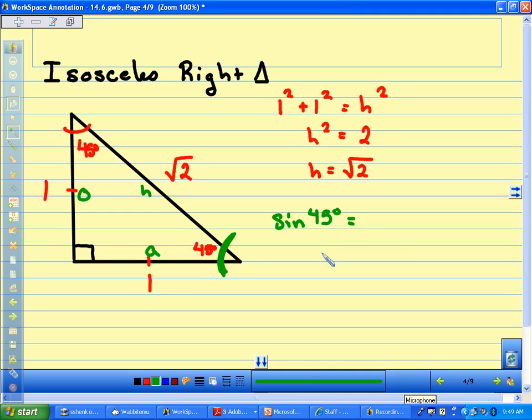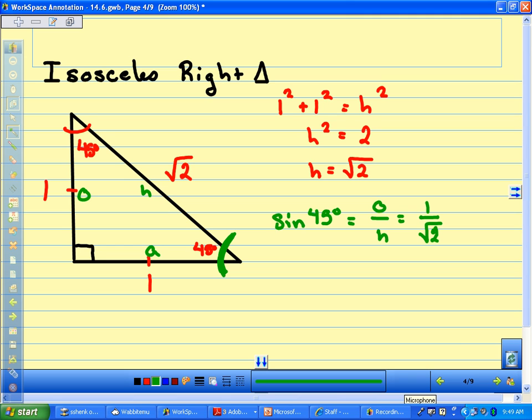Sine is defined to be what over what? O over H. Well, what is the length of my O? 1. What is the length of my H? Radical 2. So sine of 45 is 1 over radical 2. But can we have a radical in the denominator? No, we cannot. We took care of that in the first marking period this year.